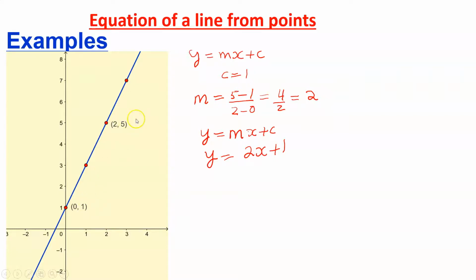The y increased from 1 to 5, so 5 take away 1 is 4, and the x increased from 0 to 2, so 2 take away 0. So this point take away this point. That is how you find it.